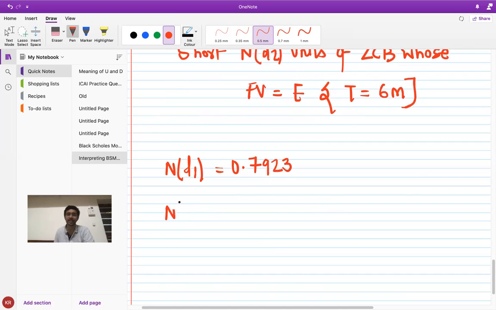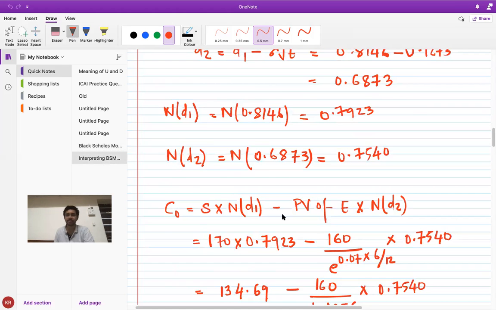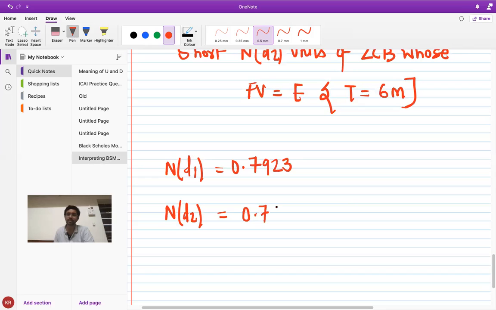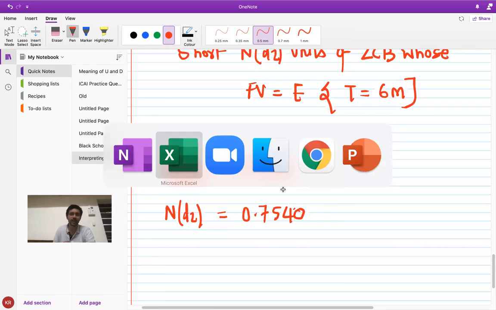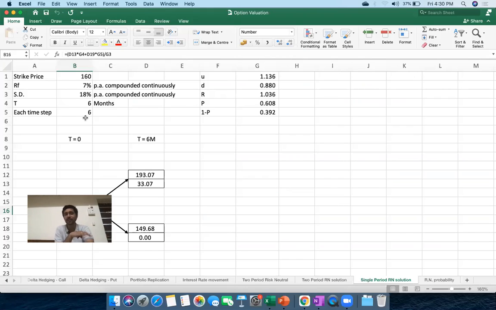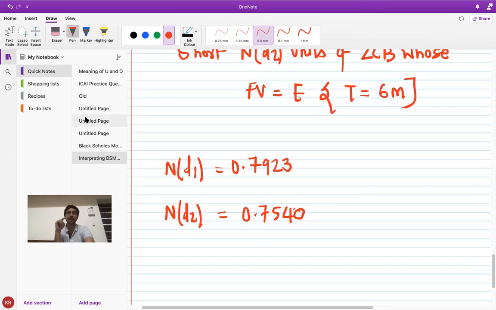And we got ND2 as 0.7540. Okay, these were the values that we got when we solved the same set of facts. We had these facts, right? When we solved the same set of facts under the Black-Scholes, these were the values that we got.